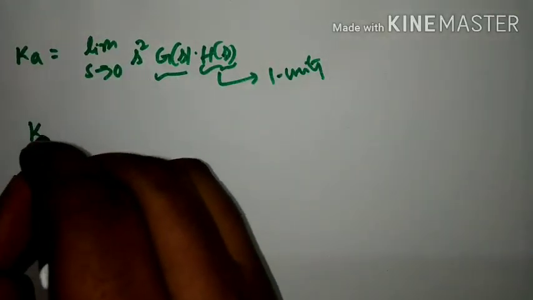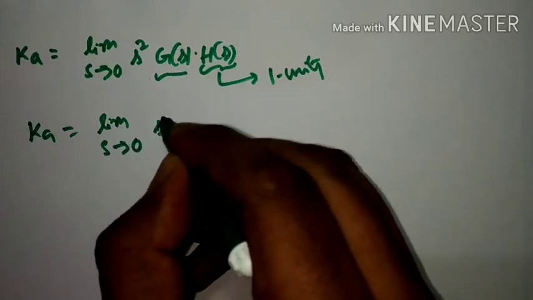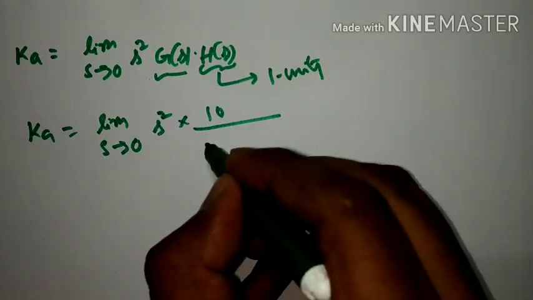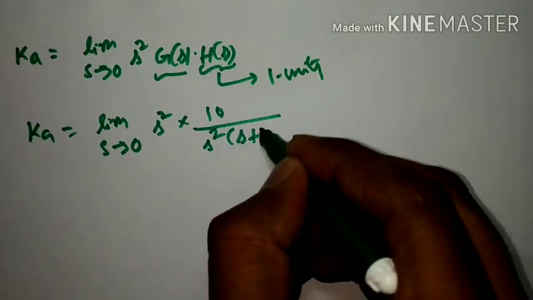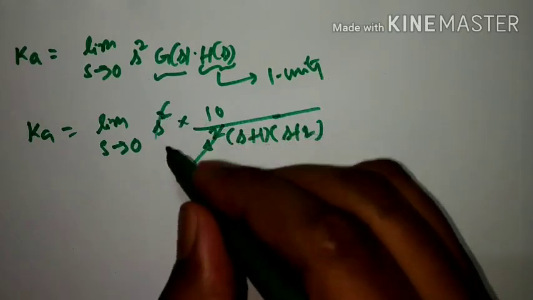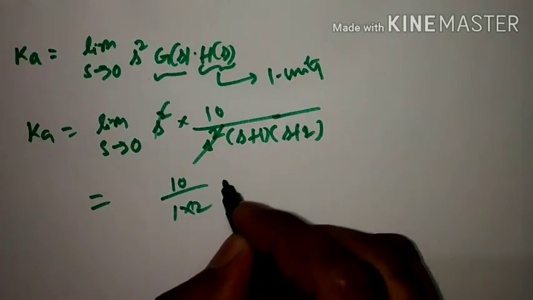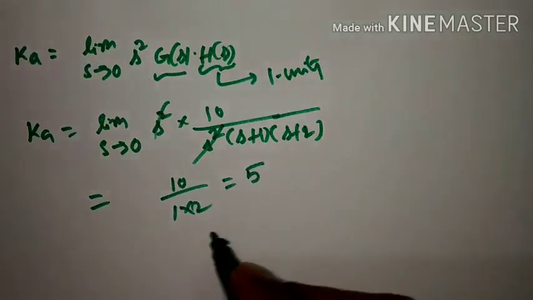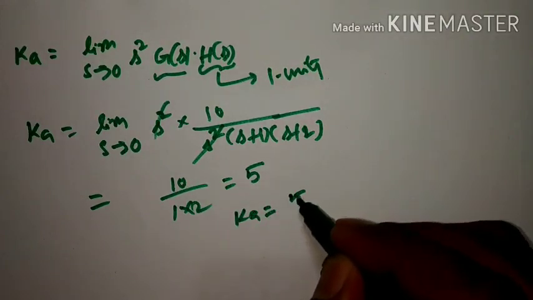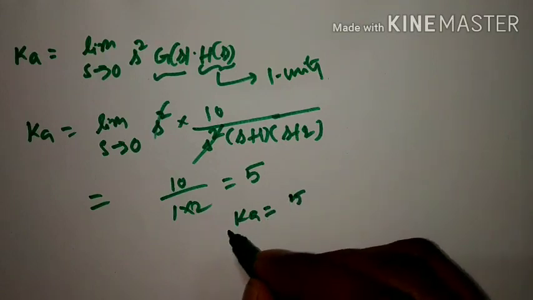You are already given it in the problem. KA is equal to limit s tends to 0 of s square into G(s), which is 10 by (s square plus s plus 1) into (s plus 2). Okay, s square gets cancelled. Now we substitute s tends to 0: 10 by 1 into 2, so you get 5. So your acceleration error constant KA is equal to 5.